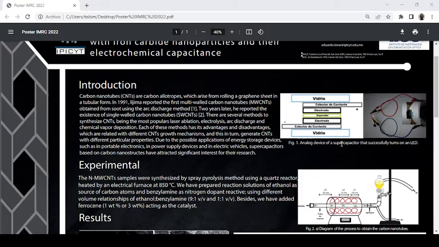Due to the potential applications of energy storage devices such as in portable electronics, power supply devices, and electric vehicles, carbon nanostructure-based supercapacitors have attracted great research interest.